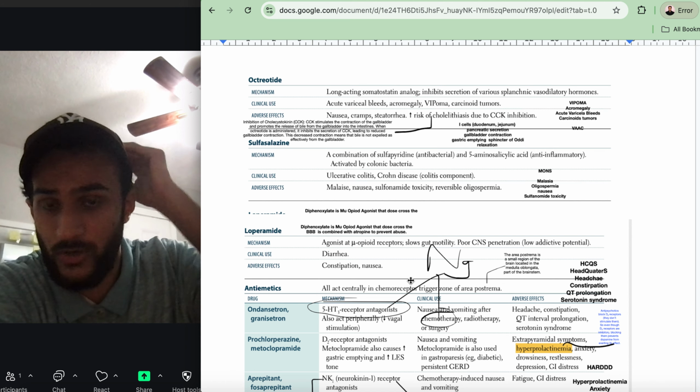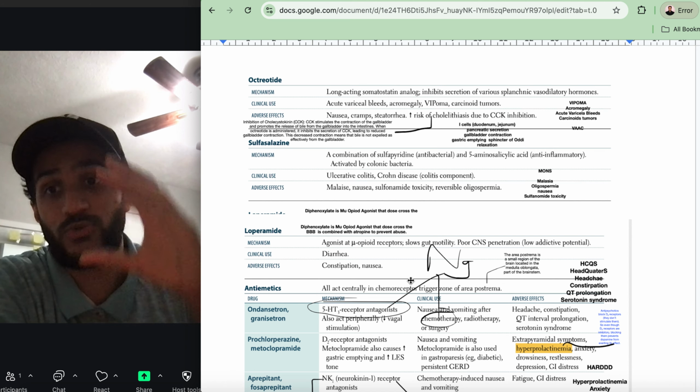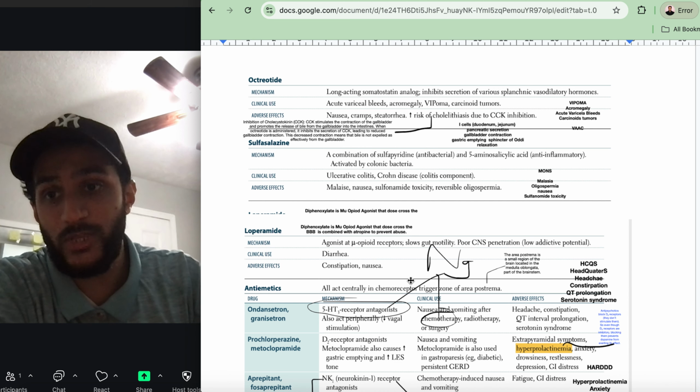That's another one, with serotonin. Guys, recall that this can cause decreased cholecystokinin, so less contraction of the gallbladder, so more likelihood of cholestasis.